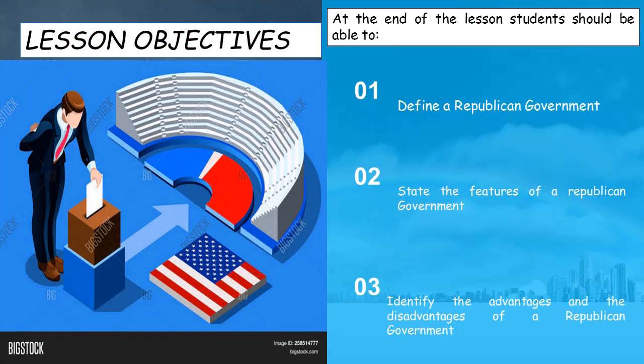Lesson objectives. At the end of the lesson, students should be able to define a Republican government, state the features of a Republican government, and identify the advantages and the disadvantages of a Republican government.